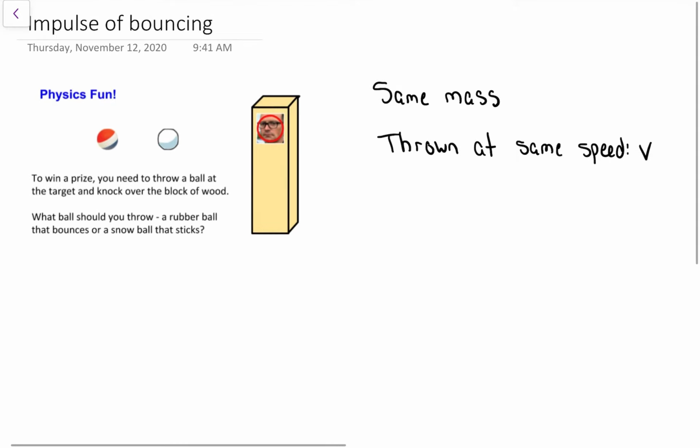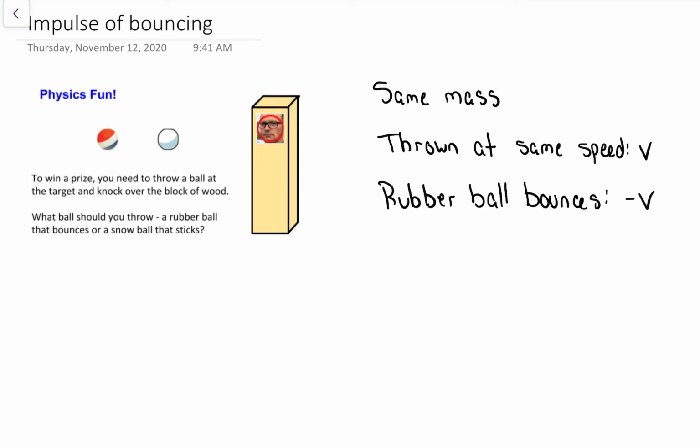The rubber ball is going to bounce back, so its second speed is going to be negative v. And we'll talk about what if it doesn't bounce perfectly backwards. And we're going to say that the snowball stops, so 0. Not the greatest notation, but with the audio there, hopefully that makes sense.